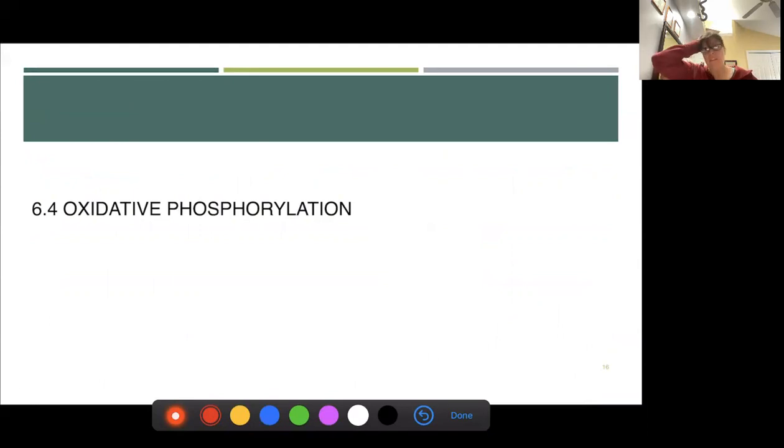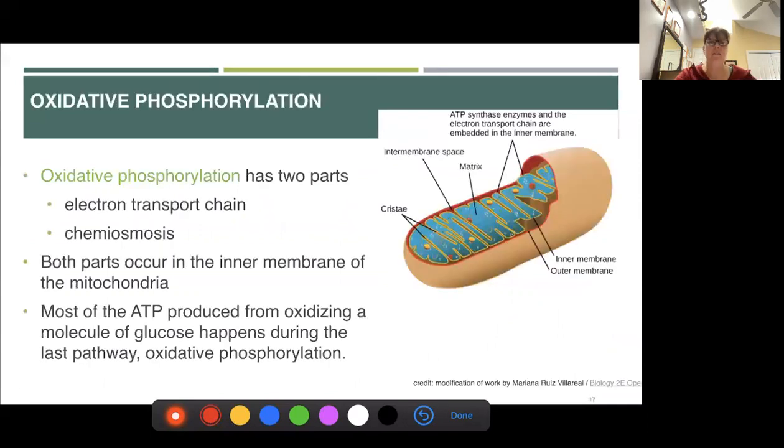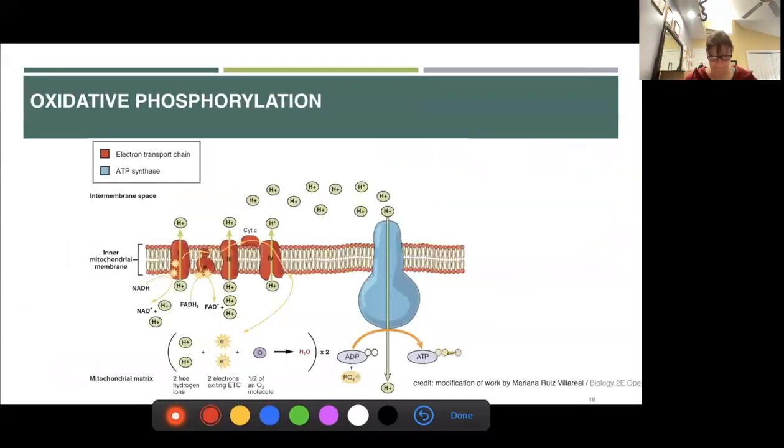So remember, we haven't used oxygen yet, right? You understand that you've exhaled your CO2, but why do we inhale oxygen? This is where the oxygen comes in. So oxidative phosphorylation has 2 parts, the electron transport chain and chemiosmosis. Both parts occur in the inner membrane. The Krebs cycle was in the matrix in the middle, so we're going to be in the inner membrane for the next few steps. And this is where most of our ATP is going to be made.